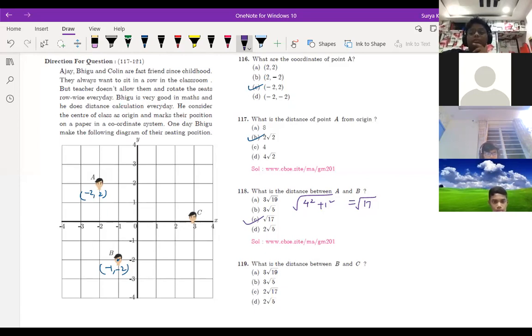What is the distance between B and C? So that one you're finding, without finding 16, 17, 18, you are doing 19 directly. Yeah, sir. Have you done it in the notebook or simply seeing the answers and telling?